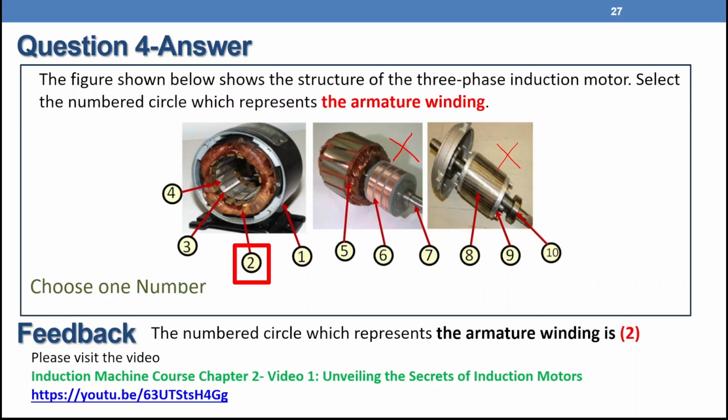If you'd like to know more about the structure of the induction motor, please visit the Induction Machine Course Chapter 2, video number 1, Unveiling the Secrets of Induction Motor. I'm going to advise you to look for all the numbers. So what's number 10, what's number 9, what's number 8, and so forth.